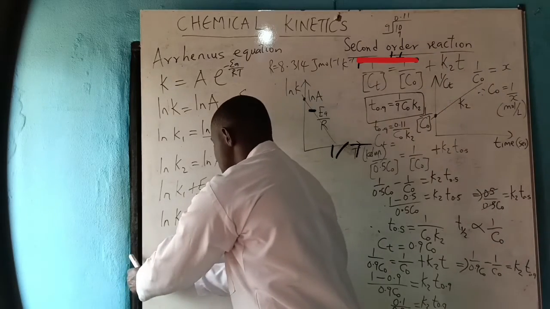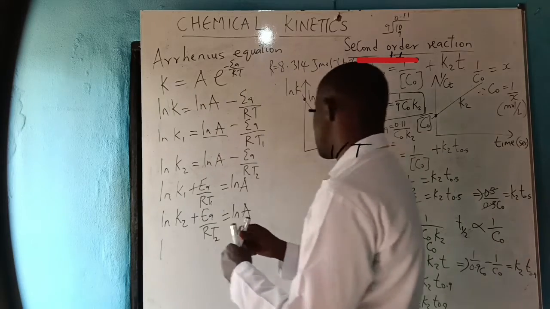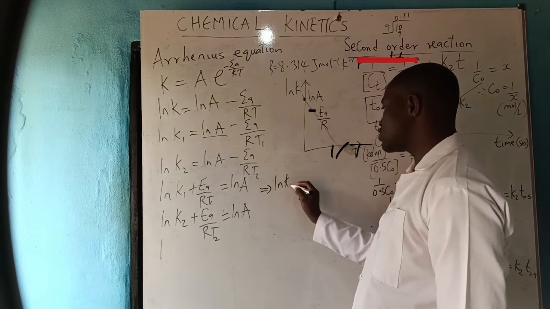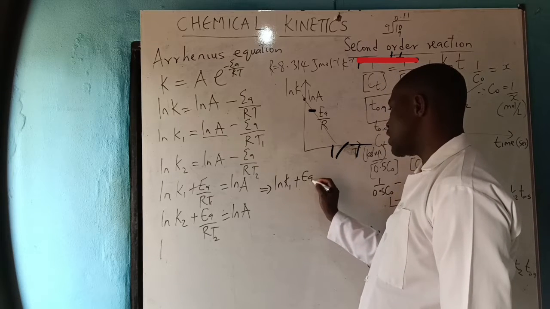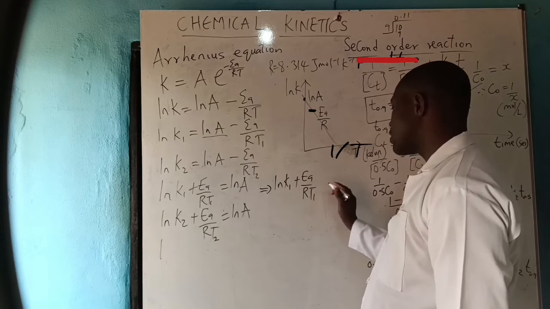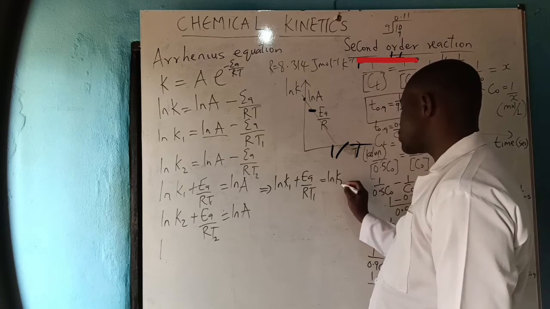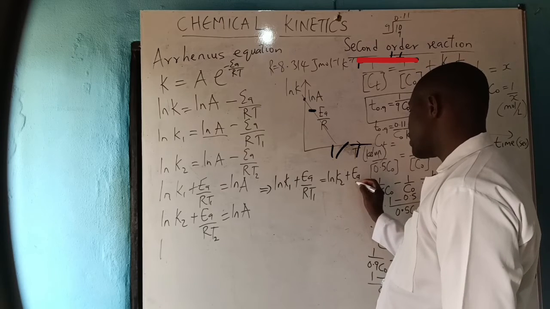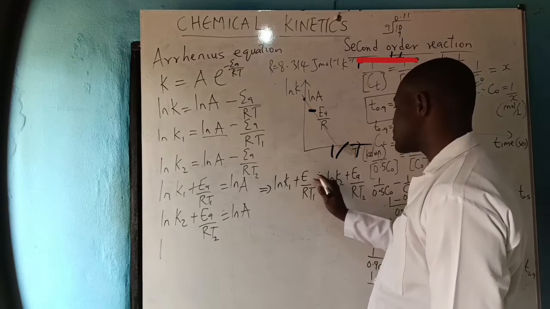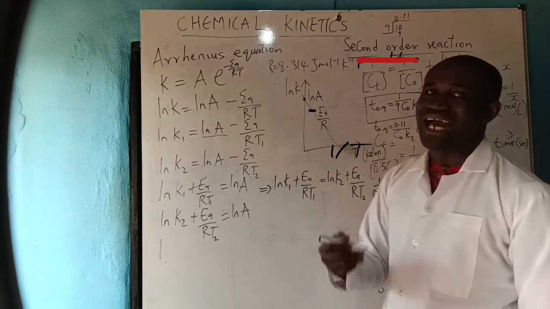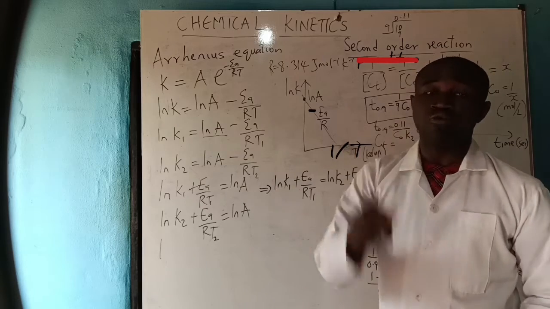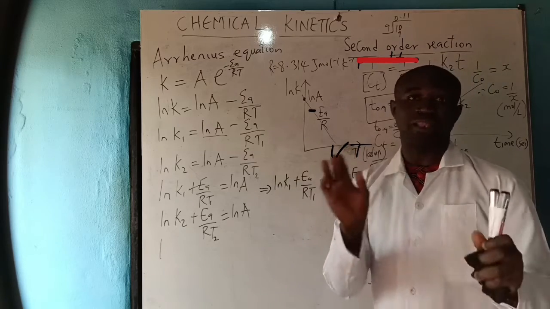It will give you that ln K1 plus EA all over RT1 is equal to ln K2 plus EA all over RT2. Are you getting it? Where we say EA means activation energy, that means the minimum energy barrier that must be overcome before a reaction will take place in a particular substance.